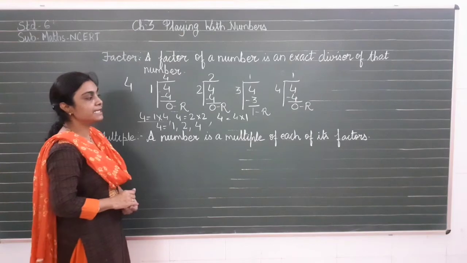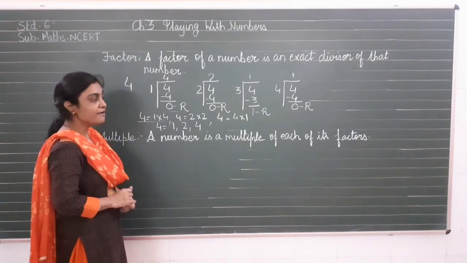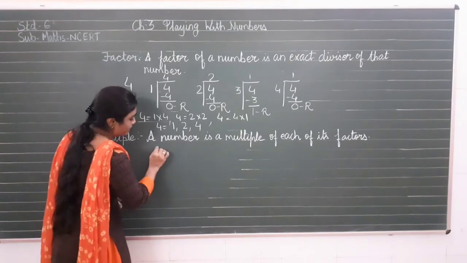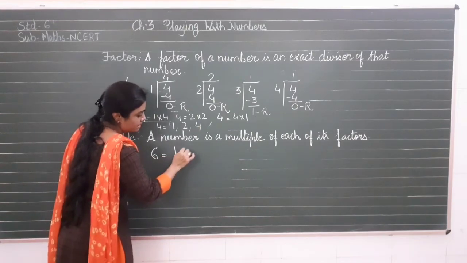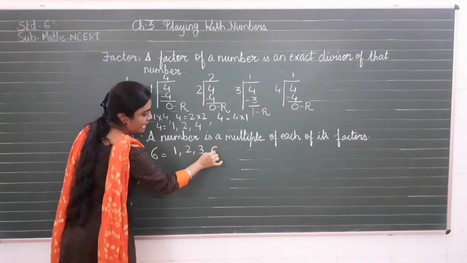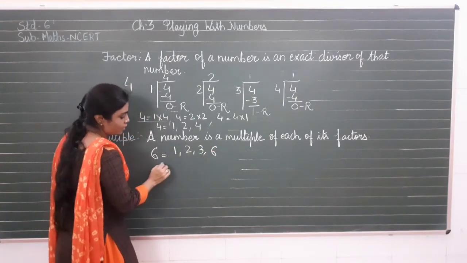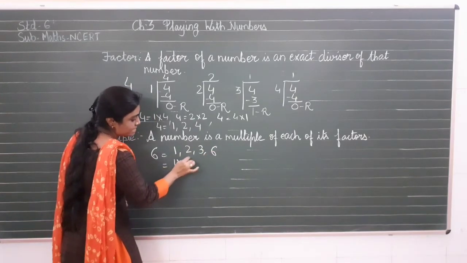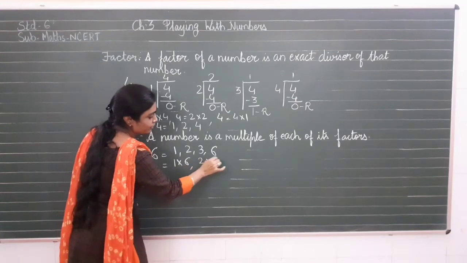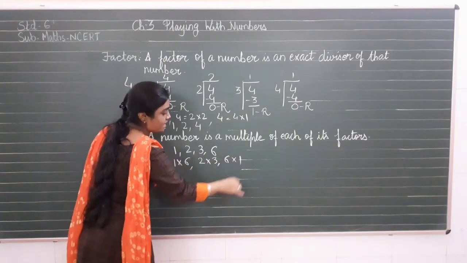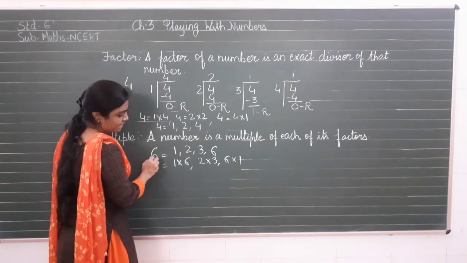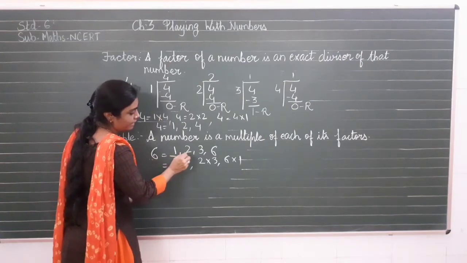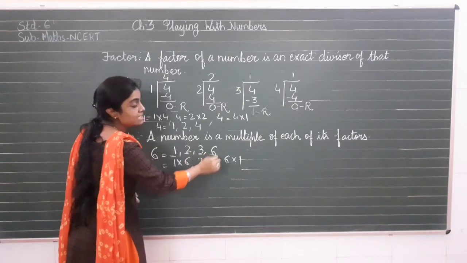Now we will move to multiples. A number is a multiple of each of its factors. Now suppose I am taking 6. Factors of 6 are 1, 2, 3 and 6. And 6 also comes in the tables of 1: 1 6s are 6, 2 3s are 6, 6 1s are 6. So 6 can be said to be a multiple of 1, 2, 3 and 6.